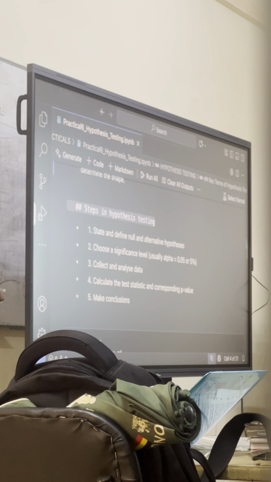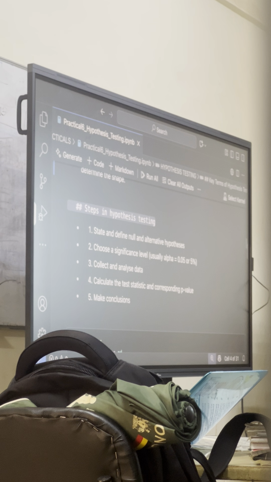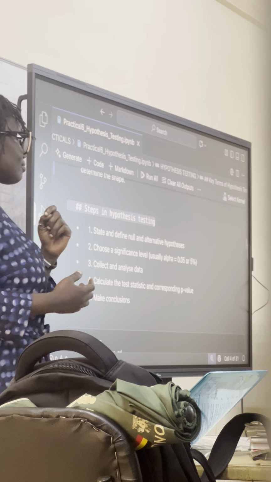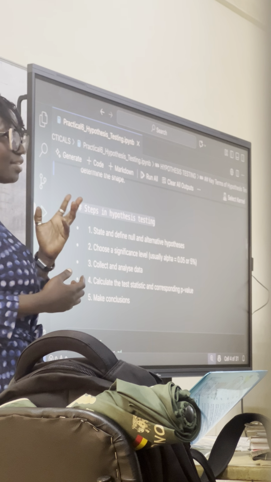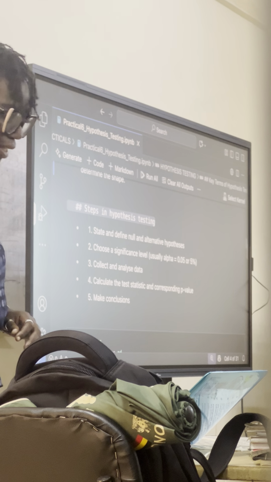Right? Okay. So first we state and define it. Are we stating it in the null format? Are we stating it in the alternative format? So be certain with each statistical test you're working with, how is it stated? Okay? Is it null? Is it alternative? You need to know what it is you're investigating.